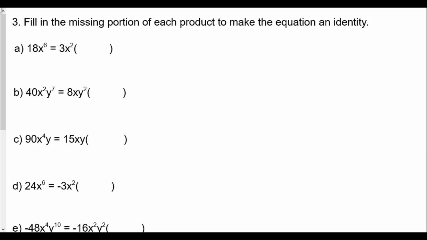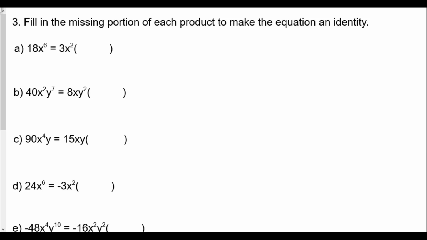And the last one, we had been doing multiply monomials. And so this one's going to be a little bit different. We'll see here in this case that we're going to be trying to fill in the missing portion of each product to make the equation an identity. Now, we talked about identity in a previous lesson, about how the left side and right side will be equal to each other no matter what number we plug into the variables. So we want the left side equal to the right side here with a variables situation.